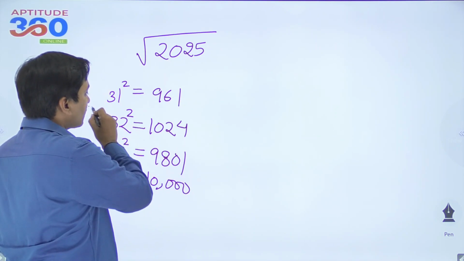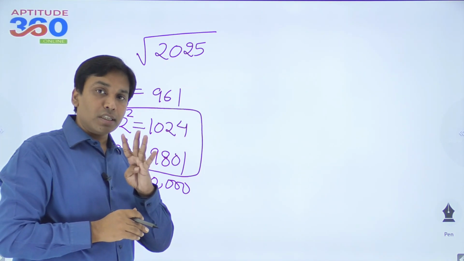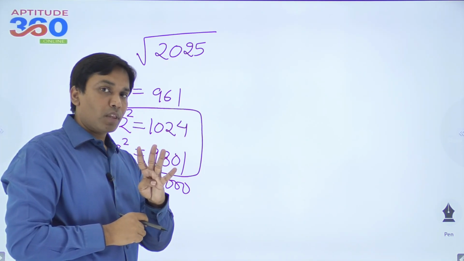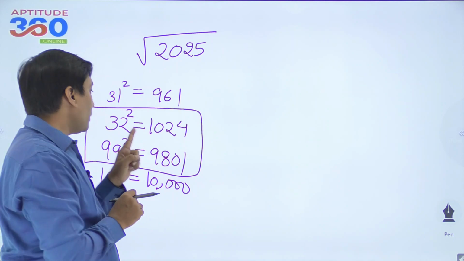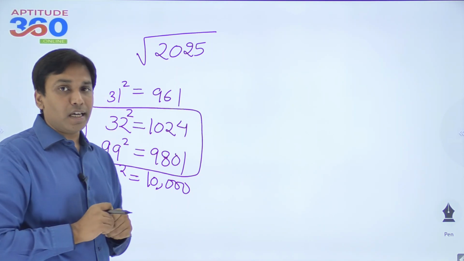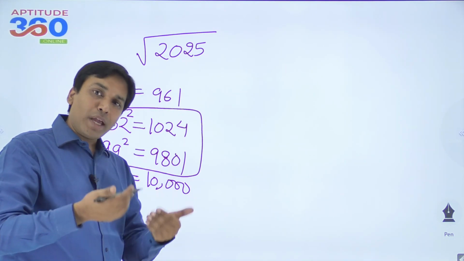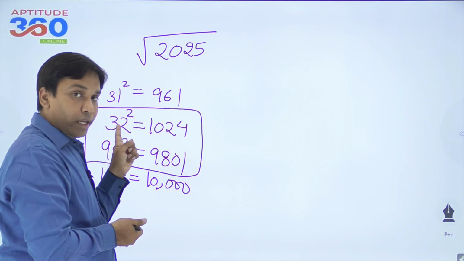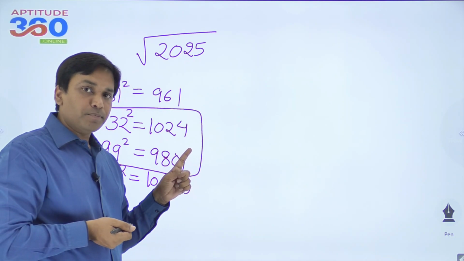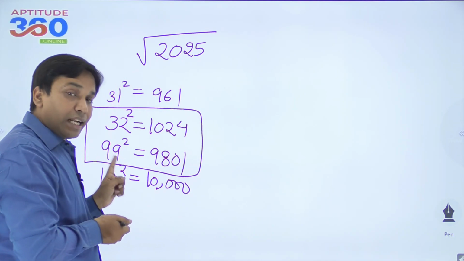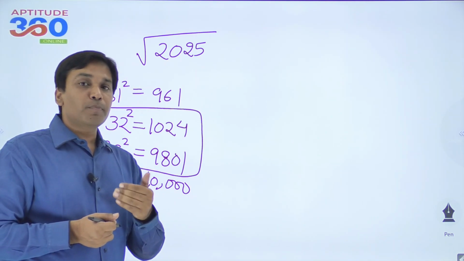So why am I writing this? If you have a 4-digit perfect square number, it would be anywhere between 32 square and 99 square. I hope it makes sense to you. In another way, you can say that 32 square, which is 1024, is the least 4-digit perfect square number, and 99 square, which is 9801, is the largest 4-digit perfect square number.